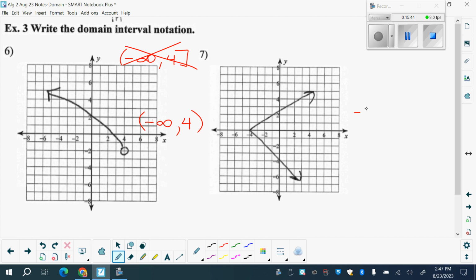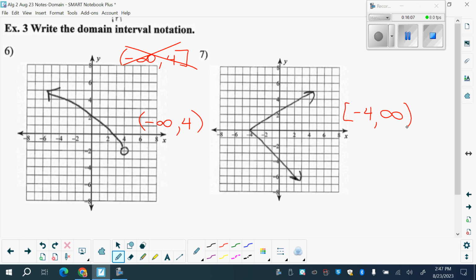-4. Are we including that -4? Is it included? Yes. So bracket or parentheses? Bracket. What's happening over here? Good. An arrow means infinity. Parentheses or bracket? Parentheses because?